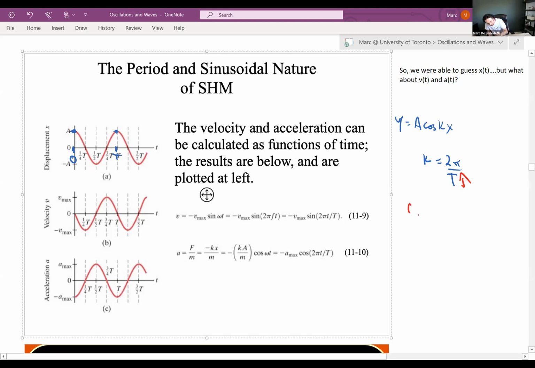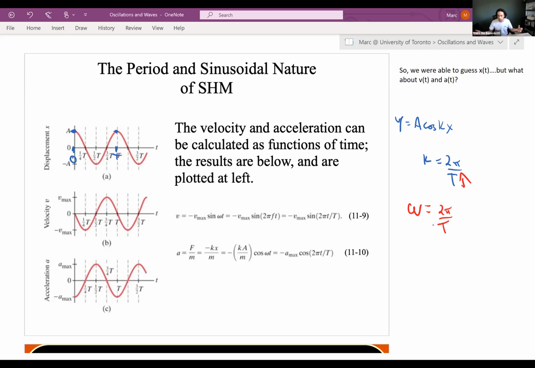And in our case, it's the same thing. We have omega equals 2 pi over the period. So as the period gets larger, the motion gets slower. If the period gets longer, then it physically takes more time to complete one cycle, which means it's traveling slower.